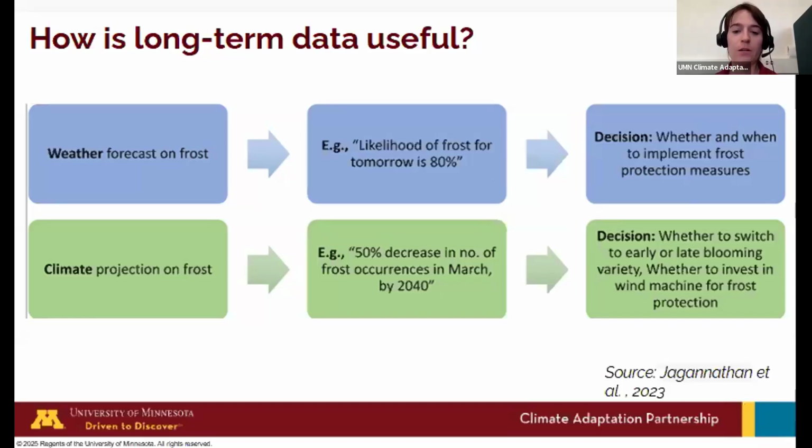Climate projections, if we're thinking about frost, can't tell us what day frost might occur, but they can tell us the frequency that's required for large investments. So in this example of climate projection on frost, a climate projection could tell us that we see a 50% decrease in the number of frost occurrences by March 2040. We can use that information to decide whether to switch to a different variety or whether to invest in new machinery based on those conditions becoming more frequent.